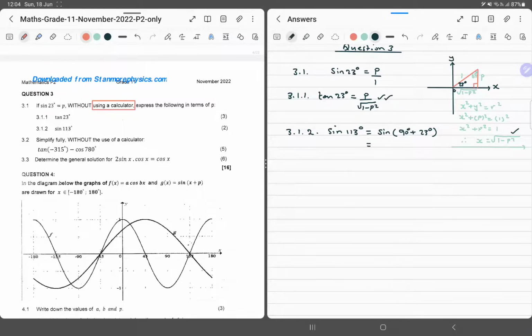And then now we know we're going to reduce this using cofunctions. The cofunction of sine is cos, but sine in the second quadrant is positive, so our cos is going to be cos 23 degrees, which is going to be adjacent over hypotenuse, which is the square root of 1 minus p squared over 1, which is just simply the square root of 1 minus p squared. So that's how we do that.